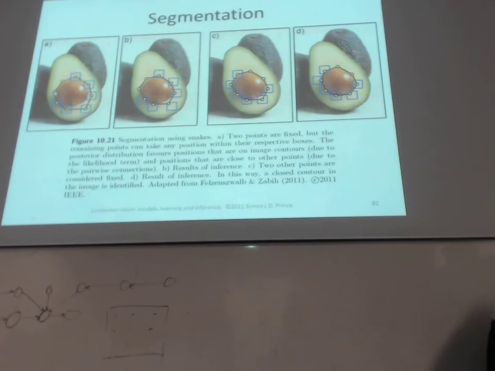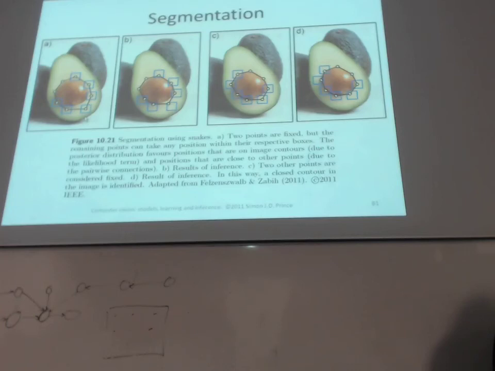And what we do is dynamic programming, same as you've done already, to optimize the location of each of these nodes inside of each of its blue boxes. And when you're done, you have a solution for what is a good chain that goes around the avocado pit, subject to this being here and this being there.